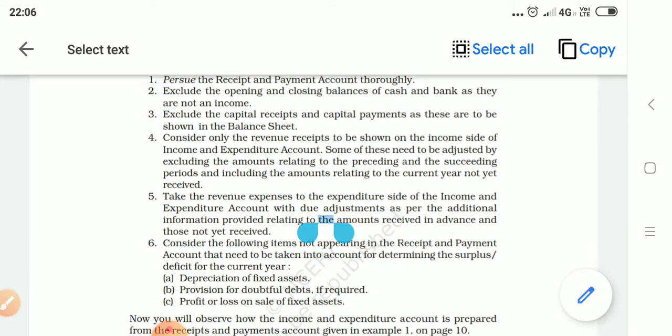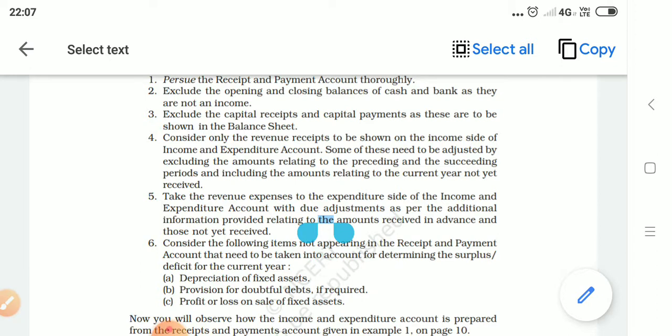Now point number 6, consider the following items which will not appear in receipts and payment account. What are those? Depreciation, provision for doubtful debts, profit or loss on sale of fixed assets. You already know the treatment for these things. You have studied this in your 11th standard. Depreciation appears on the expenditure side, that is the debit side, and it has to be subtracted from the respective asset in the balance sheet in the asset side.